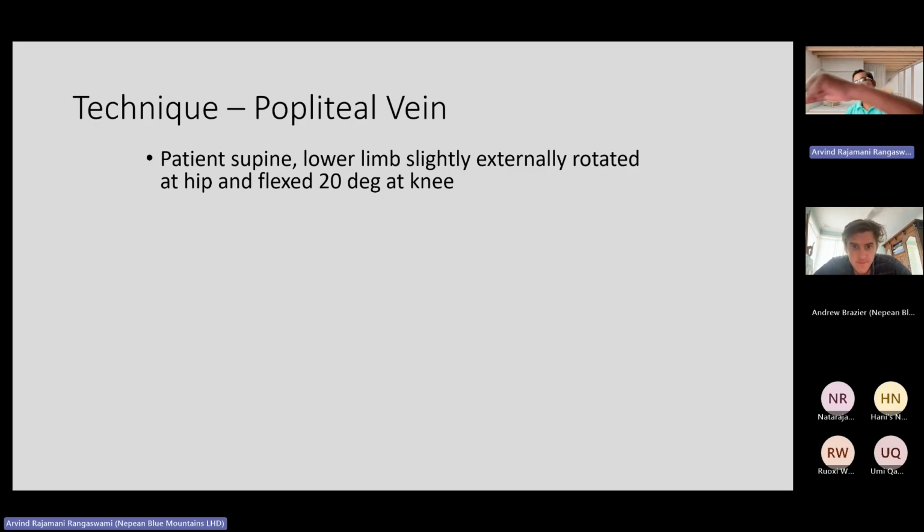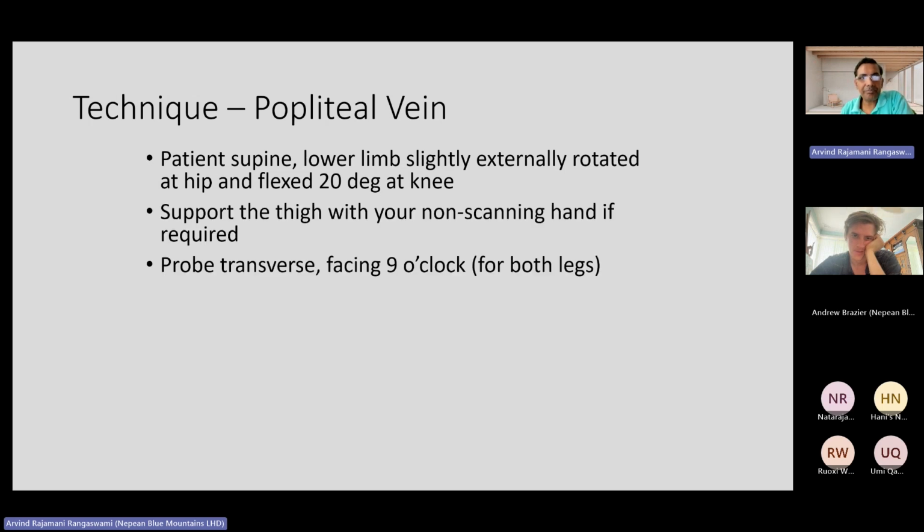And what I do is I try and balance the lower thigh with my hand. So I keep my non-scanning hand under the thigh and support the weight, because often our patients are unconscious and they don't have muscle tone. You'll either have to ask your nurse to help you hold the leg in that position, or you might have to do it. And if you want to be self-sufficient, just practice using your non-scanning hand to keep it below the lower thigh in order to support the leg in this position.